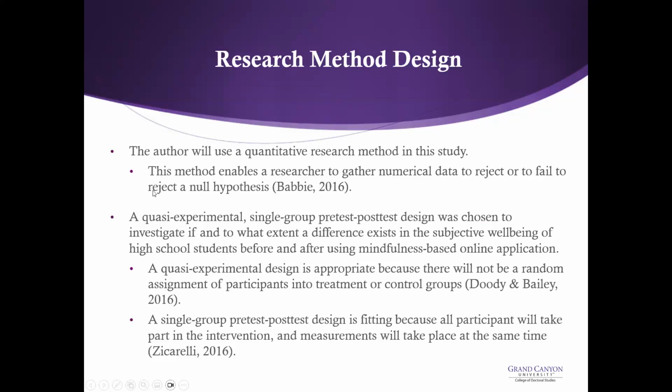Then we go more into the methods. Okay, so we're using a quantitative research method. You give a justification. This could be a talking point. It doesn't have to be a bullet point, but just have a justification ready. Then what is the design? Quasi-experimental in this case, single group pre-test, post-test design, then justifying those approaches.